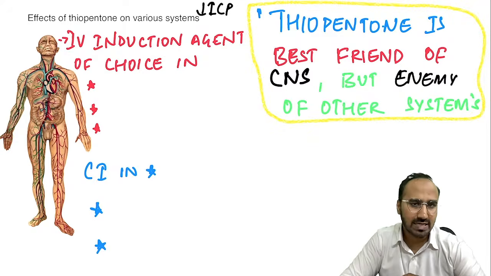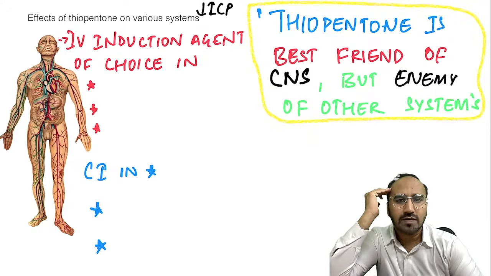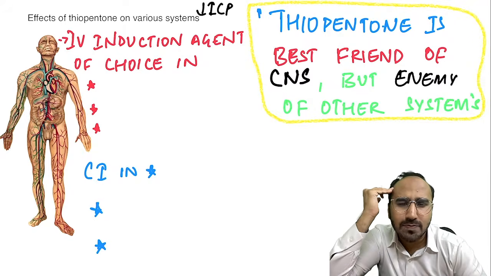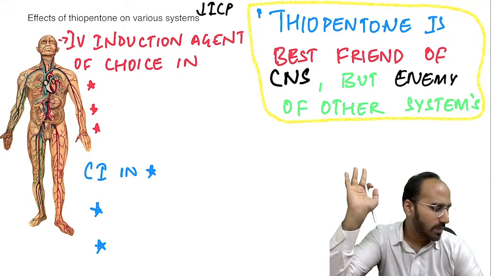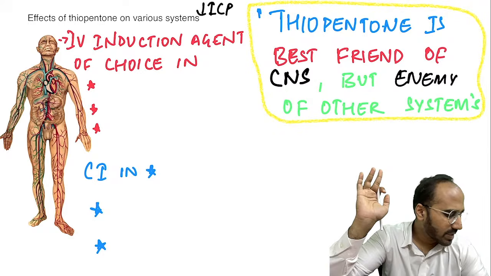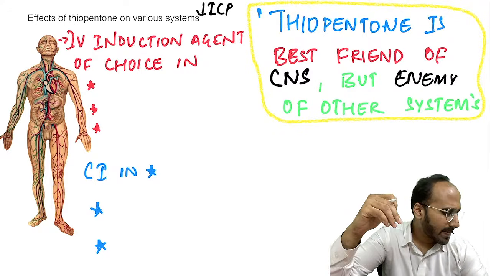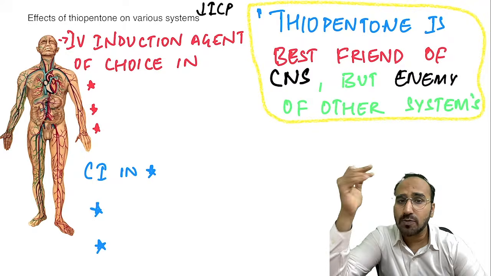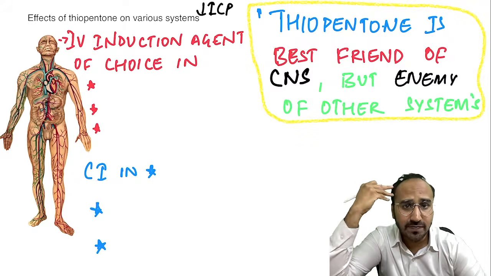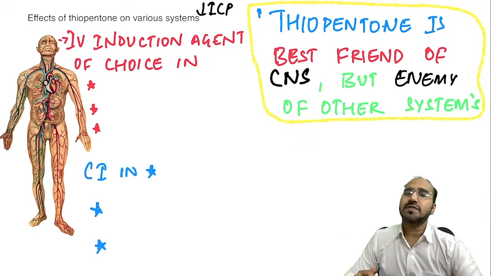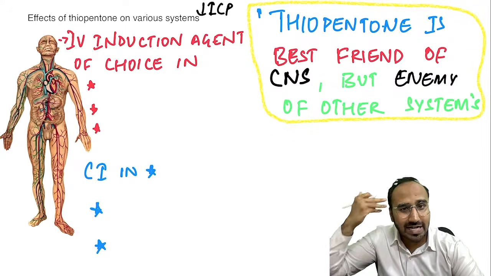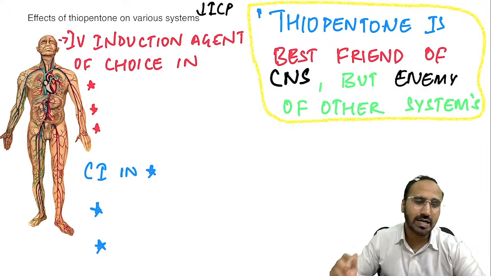Now guys, listen. If it is a best friend of CNS, can I give sodium thiopentone in CNS pathologies? Yes or no? Yes, the pH is 10.4. Look over here. Can I give sodium thiopentone for CNS pathologies? It's a best friend. Yes, I can give sodium thiopentone in CNS pathologies. Why? Because it will decrease the intracranial pressure. Best friend means decrease the pressure.